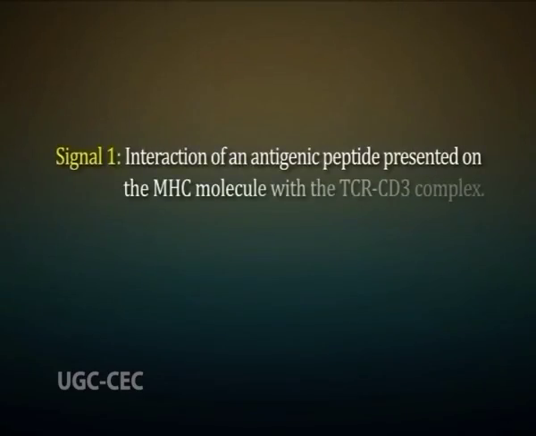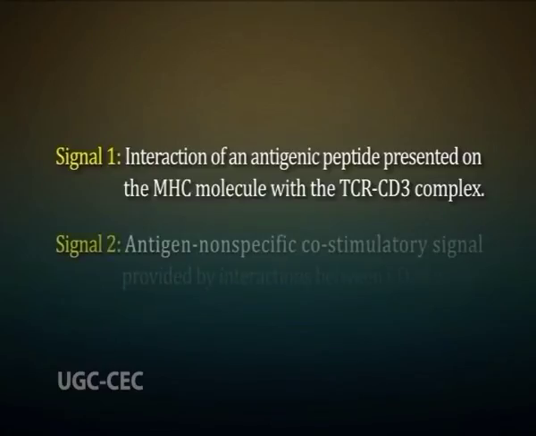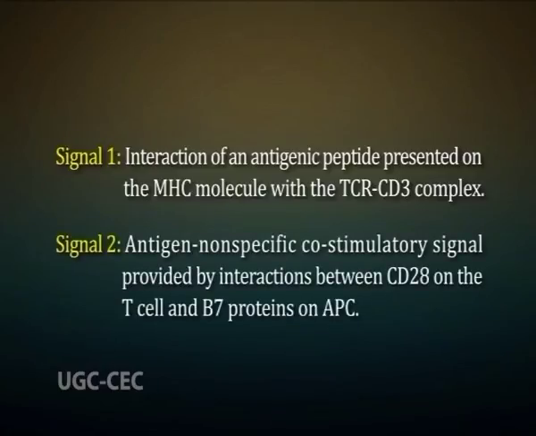T cell activation that leads to cytotoxicity of target cells or stimulation of antibody production by B cells needs two signals. Signal 1, interaction of an antigenic peptide presented on the MHC molecule with a TCR-CD3 complex. Signal 2, antigen non-specific co-stimulatory signal provided by interactions between CD28 on the T cell and B7 proteins on APC.